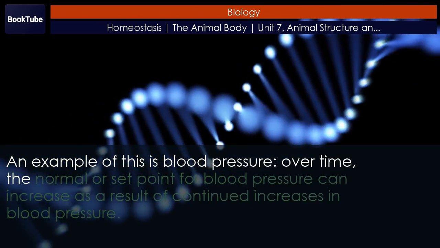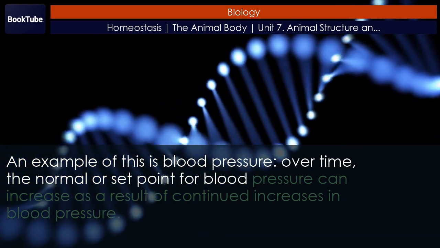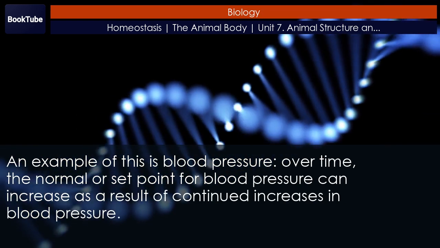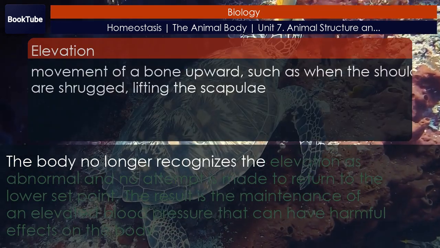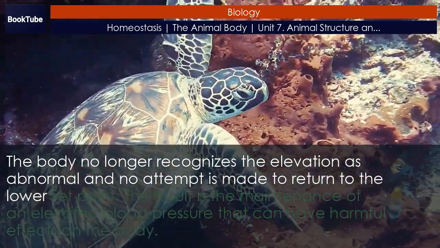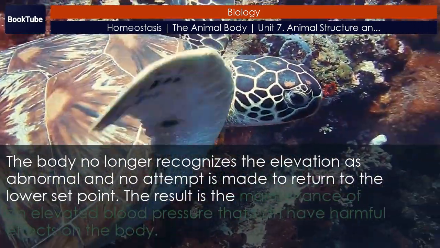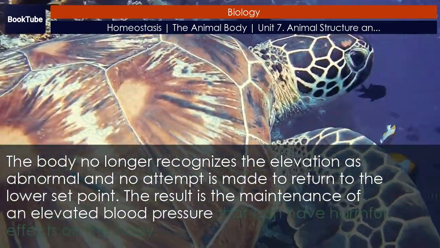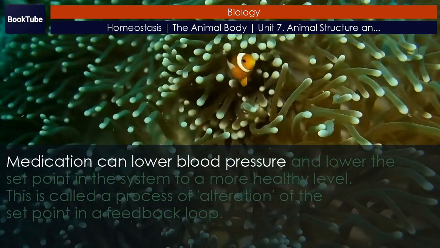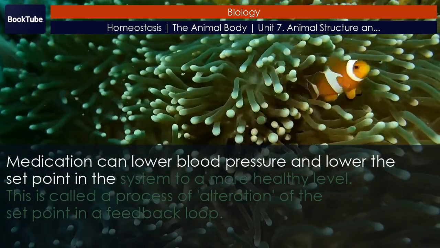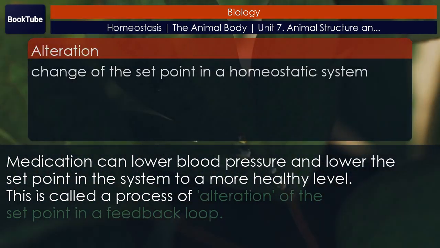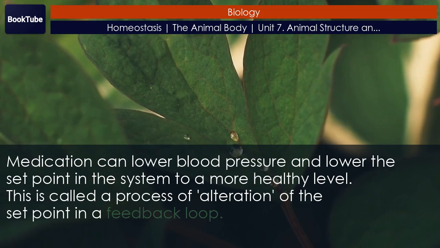Over time, the normal or set point for blood pressure can increase as a result of continued increases in blood pressure. The body no longer recognizes the elevation as abnormal and no attempt is made to return to the lower set point. The result is the maintenance of an elevated blood pressure that can have harmful effects on the body. Medication can lower blood pressure and lower the set point in the system to a more healthy level. This is called a process of alteration of the set point in a feedback loop.